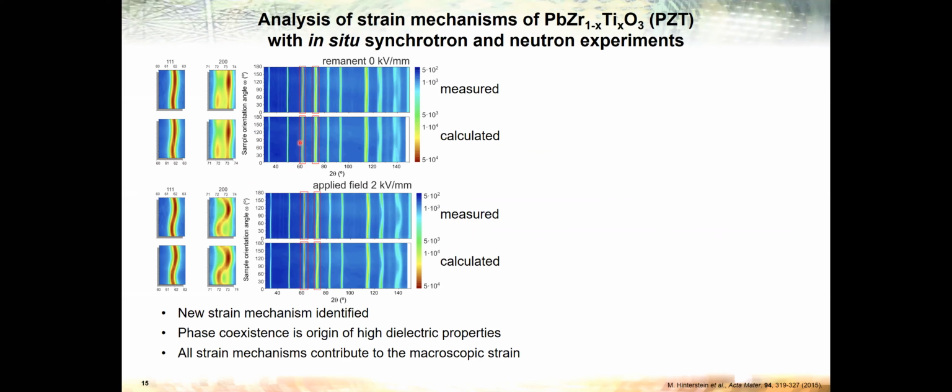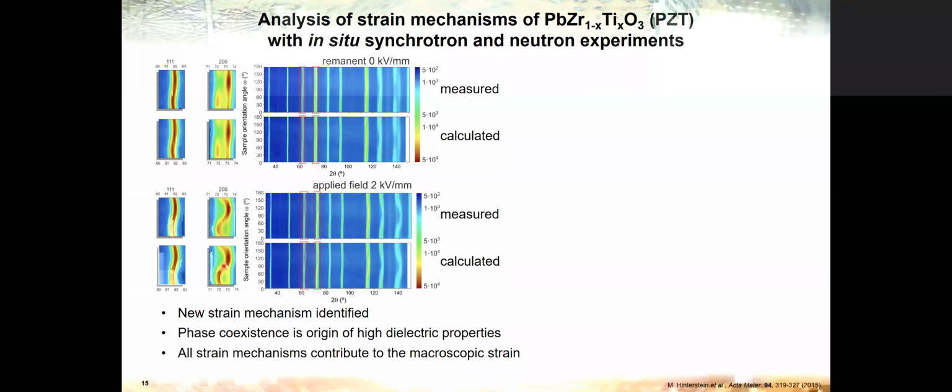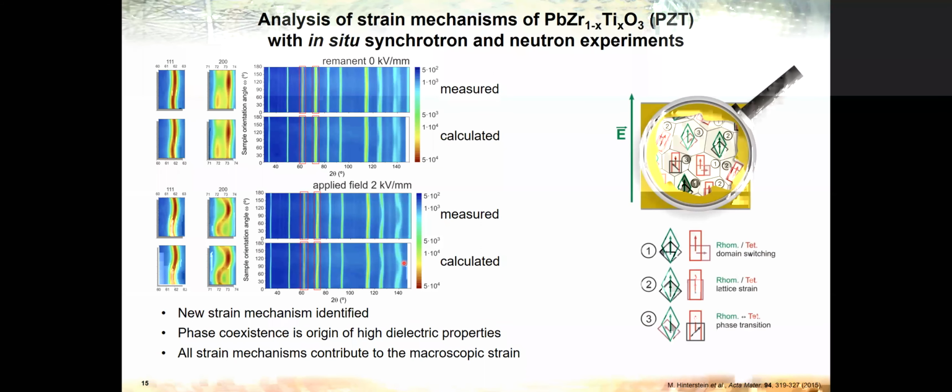And here the 111 and 200 reflections are magnified, and you can see that there's a really complex change in the intensities and also reflection positions, as I explained before. And when you apply an electric field, you have a strong change in the structural response, and you see that the Rietveld refinement works really well, so we can explain the full pattern. And with this, we get really detailed information about the material response.